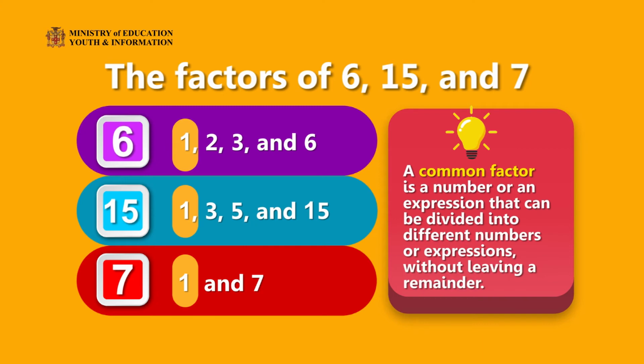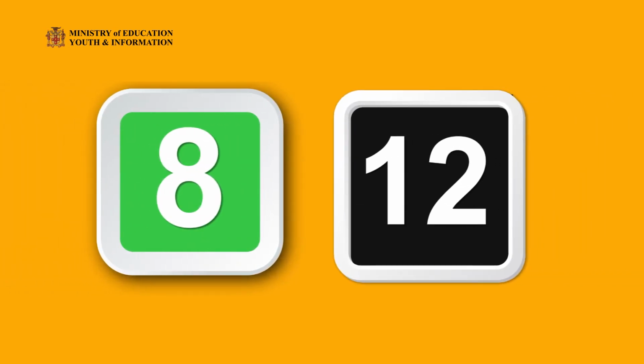Let us compare the factors of 6 and 15. Can you see any factor or factors that are in both? What are they? Brilliant. Excellent work, students. 1 and 3 are factors of both 6 and 15. Hence, 1 and 3 are common factors of 6 and 15. Help me find the factors of 8 and 12, after which you can identify their common factors.